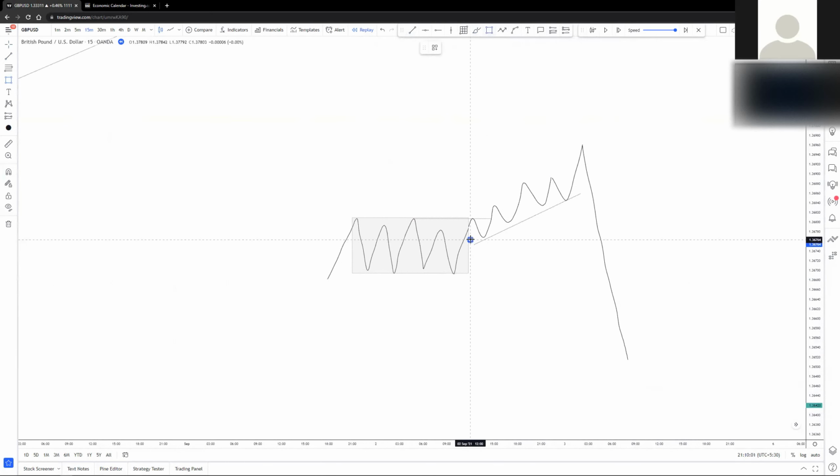This is what he calls the Judas swing. The Judas swing is the false run in the opposite direction, inducing bias into the market, showing people that London is going to be bullish. But what happens with London Open?